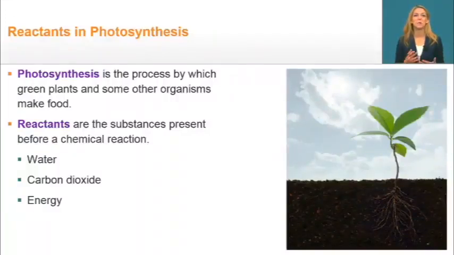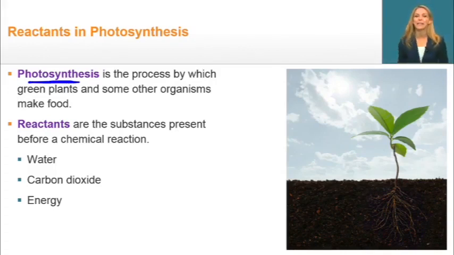Before we start, it's important to note that there are other organisms other than plants that photosynthesize, like algae, which is a protist. However, to keep things simple, and of course to keep something that you're familiar with, we're going to use plants as our model when we talk about photosynthesis. So, what exactly is photosynthesis?